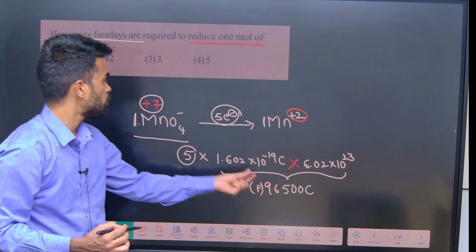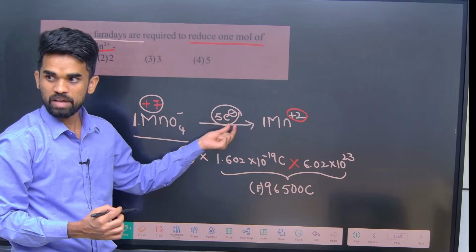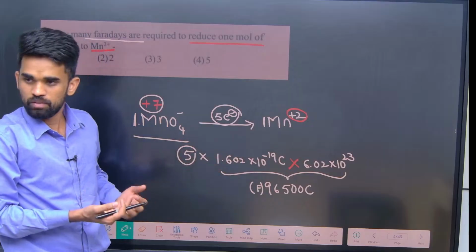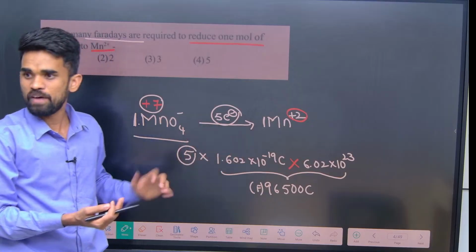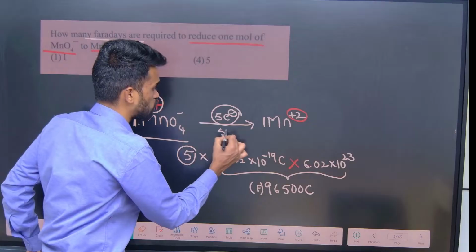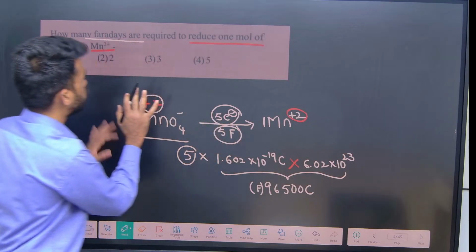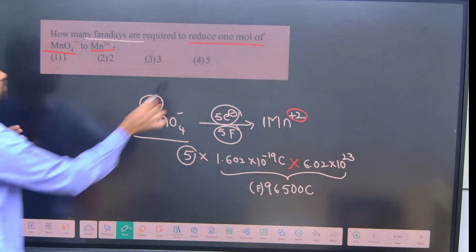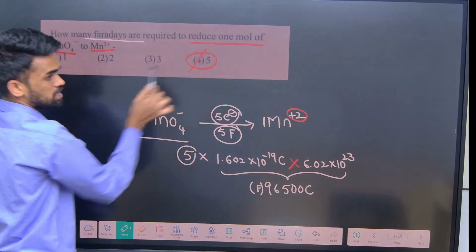Like that, how many Faradays are required now? 5 electrons means 5 moles of electrons, so 5 Faradays are required. Do we have that option here? Yes, the fourth option, 5, is there. That is your answer for the discussion.